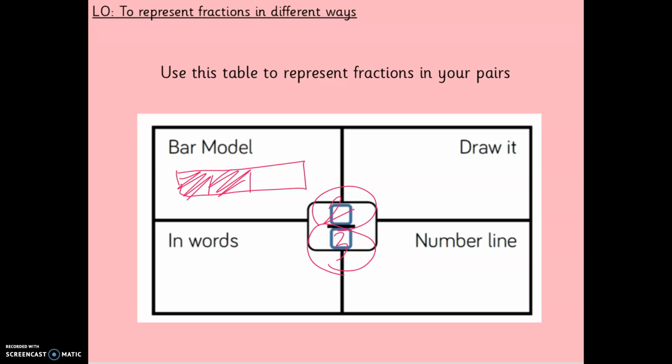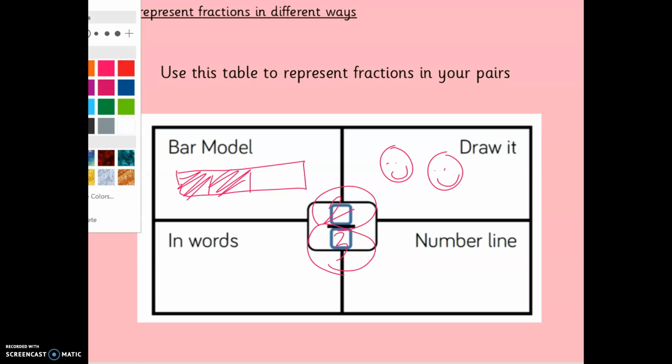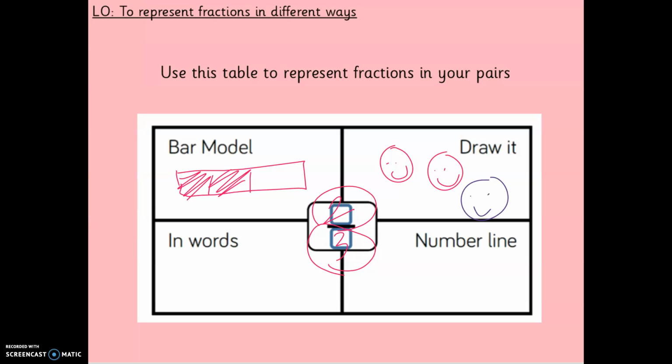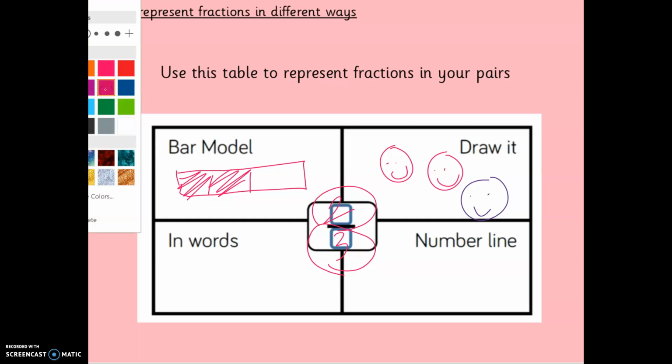Okay, now I'm going to draw it as 2 red smiley faces and 1 purple smiley face. 2 of my 3 smiley faces have been coloured the same colour, so 2/3 are pink. In words, I can write 2/3.